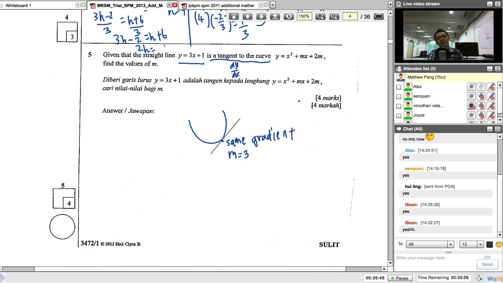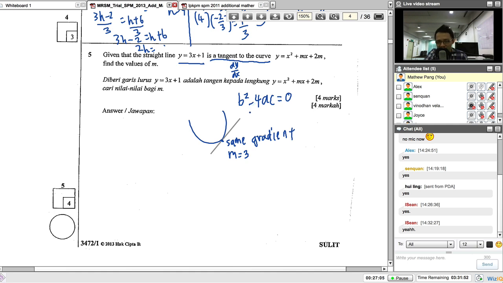Oh, sorry. This one is not only dy dx. For tangent to the curve, we have another formula we use. One is b squared minus 4ac equals 0, because b squared minus 4ac equals 0 means the curve only touches the straight line at one point.